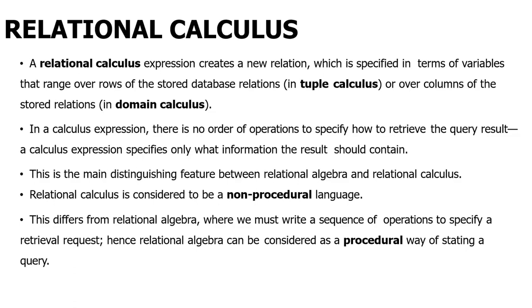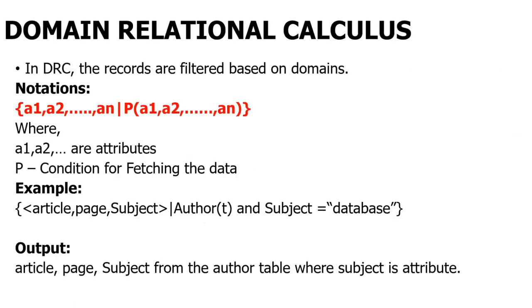In relational calculus we have tuple calculus and domain calculus. We'll see what is tuple calculus and domain calculus. First I'm going to discuss the domain relational calculus. In domain relational calculus, the records are filtered based on the domains. The notation has a set of attributes, the conditions we are going to apply, and where you are going to retrieve from, and P is nothing but the predicate, where you will apply the condition.